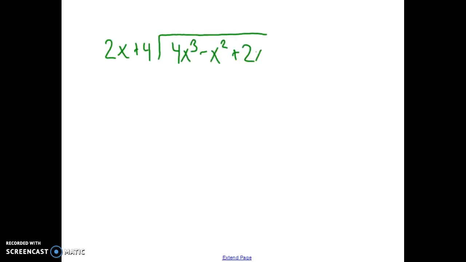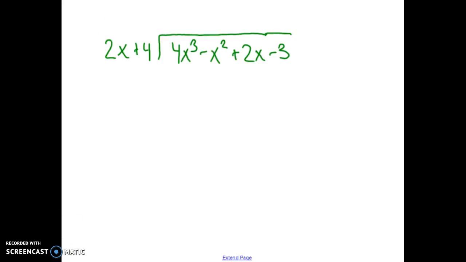You're going to try one on your own now. So I'm going to ask that you do 2x plus 4 goes into 4x cubed minus x squared plus 2x minus 3. You try it, and let's see if we get the same answers.